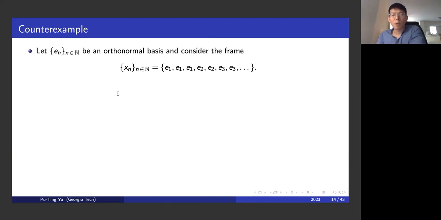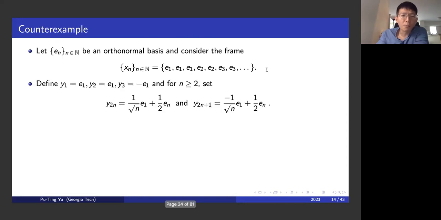The way we construct the counterexample is, once again, let me use en to denote the orthonormal basis, and then we can consider the frame by duplicating E1 3 times, E2 twice, and E3 twice, and so on. Then we can define yn to be y1 equals E1, and y2 equals E1, and y3 equals negative E1. And for n greater or equal to 2, we set y2n to be 1 over square root of n E1 plus 1/2 En, and y2n plus 1 to be negative 1 over square root of n E1 plus 1/2 En.